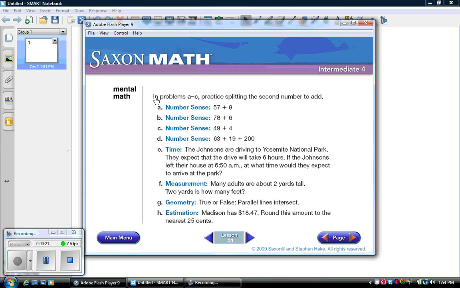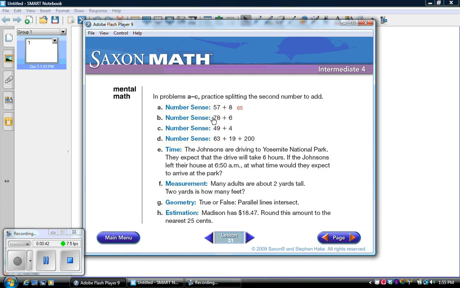Okay. It says in A through C, practice splitting that second number to add. So the way I like to do that, if we look at 57, it needs 3 to become 60. So let's take the 3 from that 8, and you know it leaves 5. So now you've got your 60, but plus a 5, so it's 65.